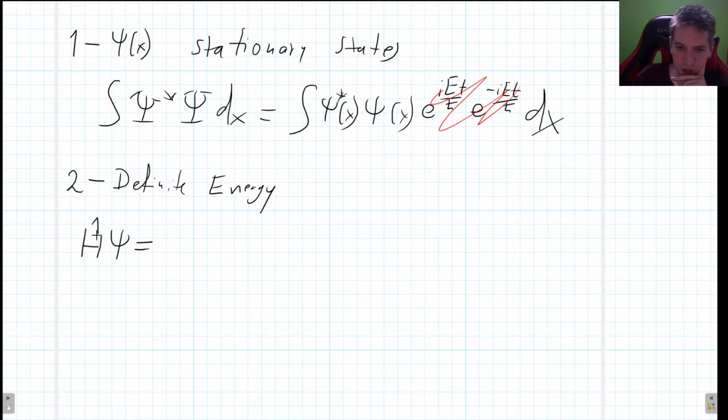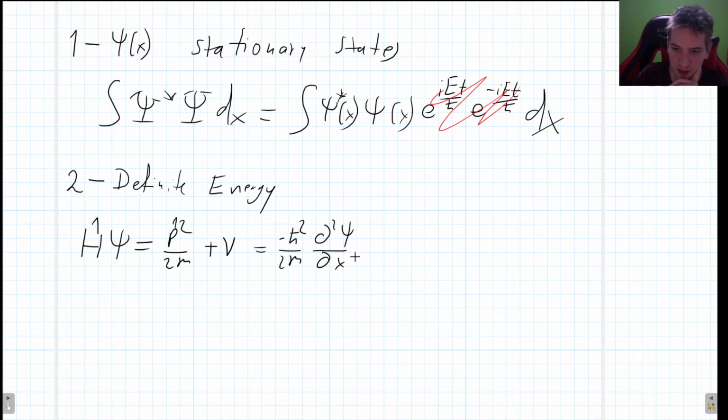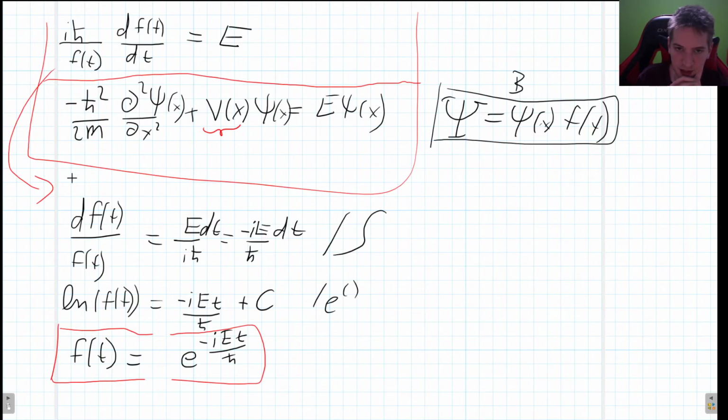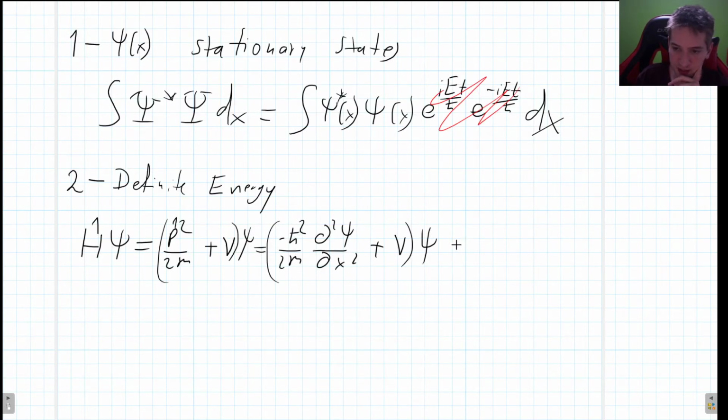When we apply the Hamiltonian operator, it's usually p squared over 2m plus this potential. But if you take the form of the operator, as we saw in previous videos, we just get this regular form of the Schrödinger equation, d squared dx squared plus V, and all of this applied on this wave function. But this is exactly what we had over here. So we can just instead write this as E times psi.